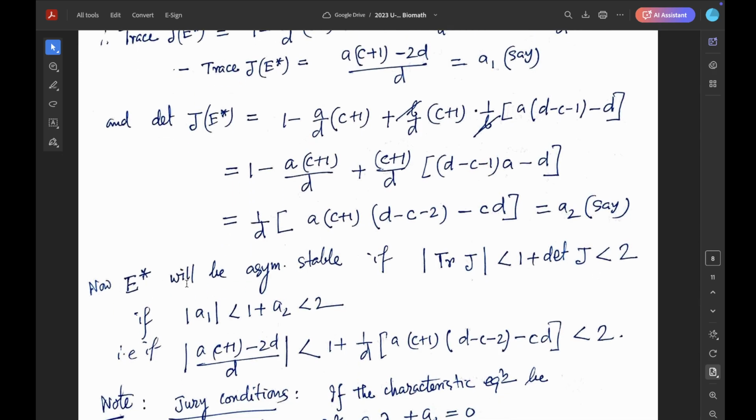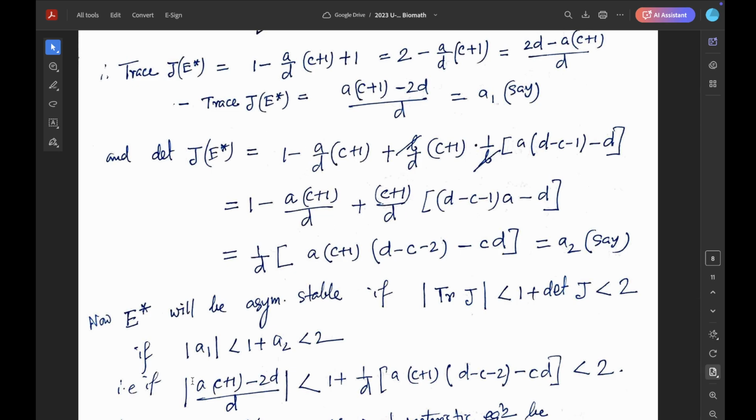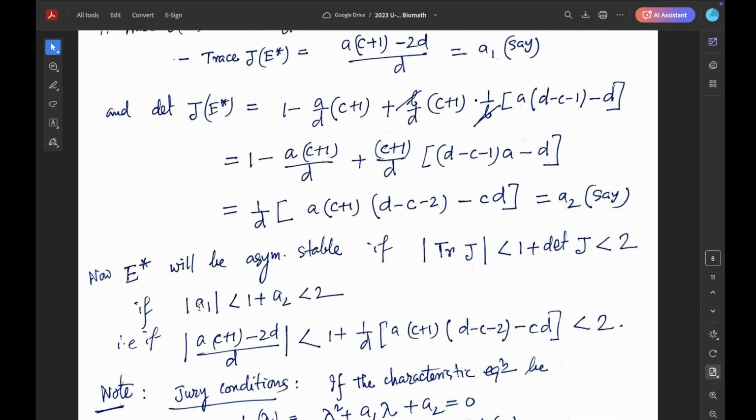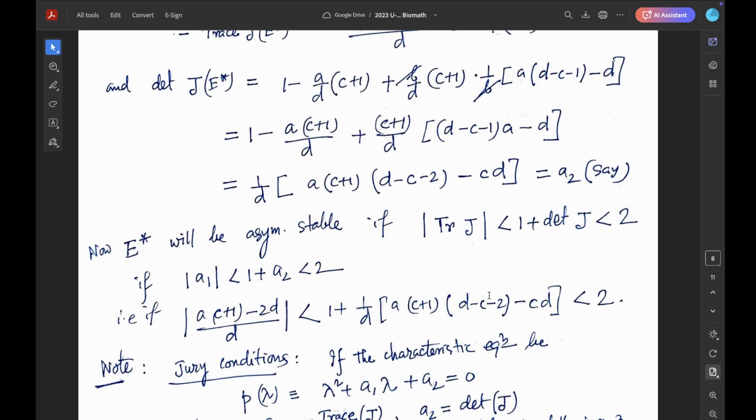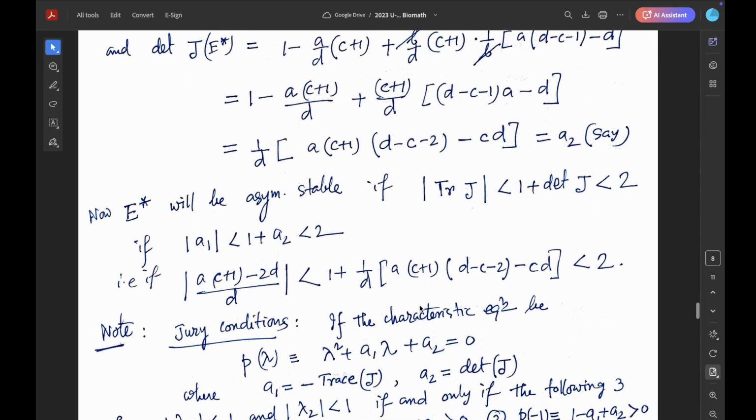Now E star will be locally asymptotically stable if modulus of trace J is less than 1 plus determinant of J, and determinant of J is less than 2. This is the Jury's condition. So trace J is equal to A1, so modulus of A1 is less than 1 plus A2, and determinant J is less than 2. So modulus of A1 is this, and 1 plus A2 is this, is less than 2, and this is the required condition for local asymptotic stability of the steady state E star.